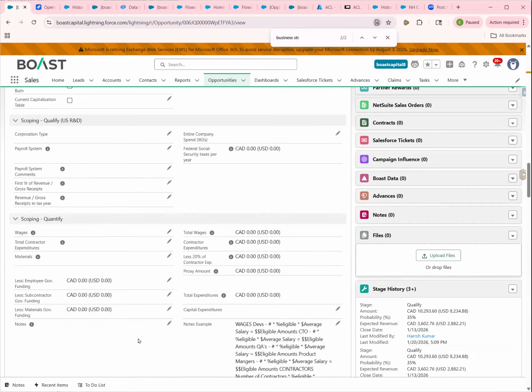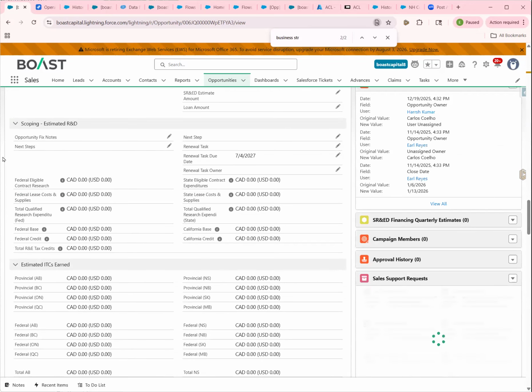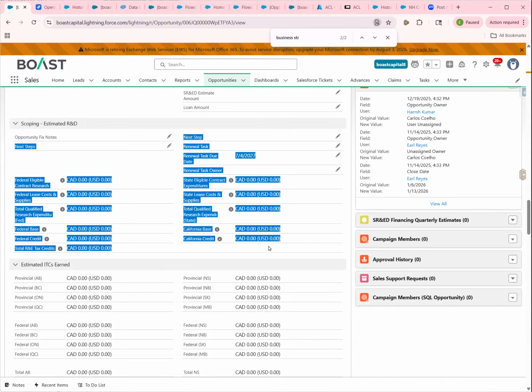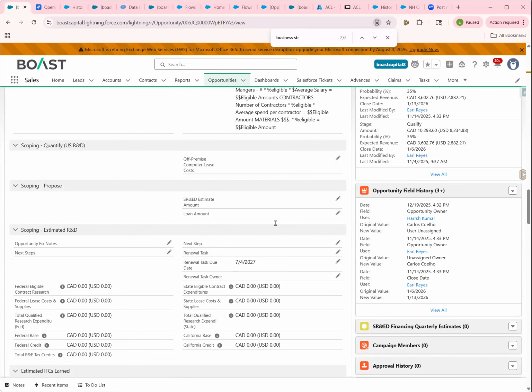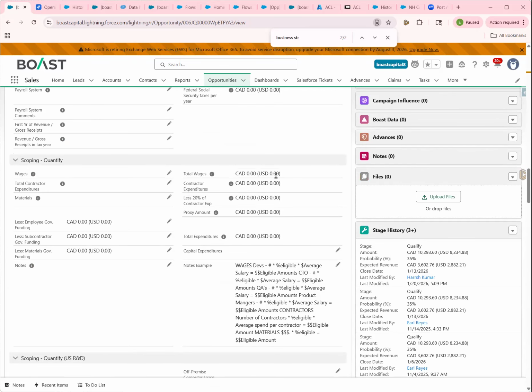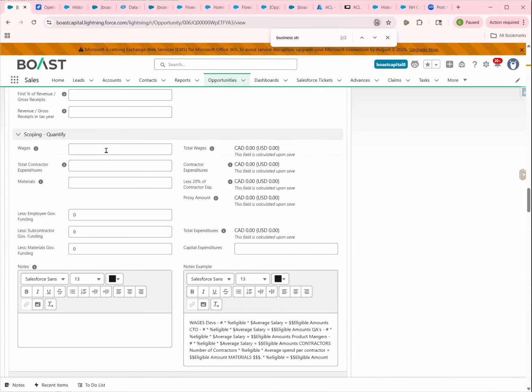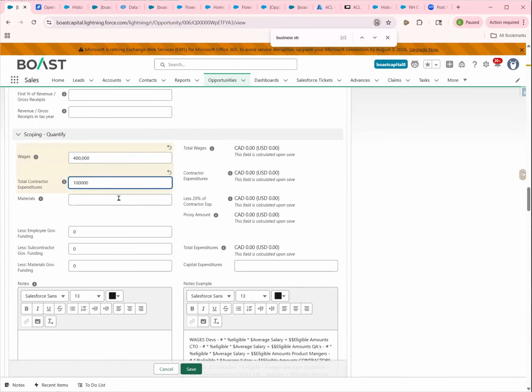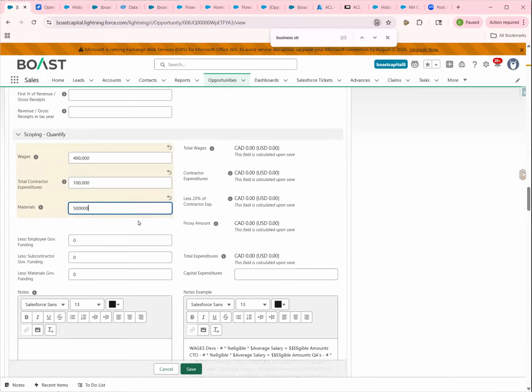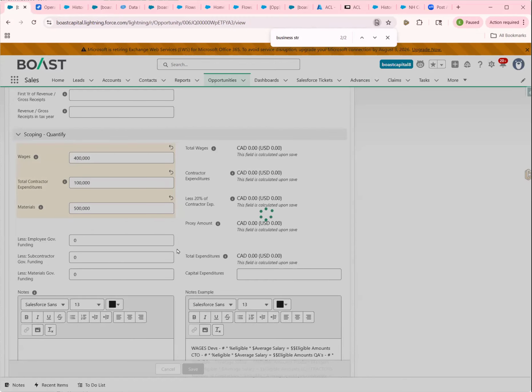But one thing that you can do is, a lot of these fields are calculator fields, right? As you probably noticed, you wonder what this is. This is calculating numbers that they put into the scoping information, like how much capital expenditures did you have? What were your wages last year? How much did you spend on wages? 400,000. Did you have any contractors? Yeah, we had one. Any materials? So you'd enter some preliminary information, and when you save it, it calculates.